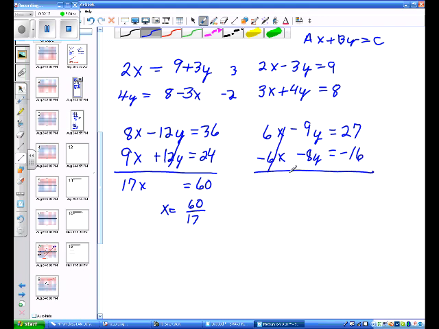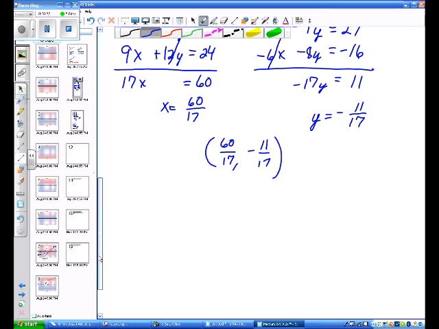Now my x's drop out. I have -17y equals 11. Dividing both sides by -17, I get -11/17. So my solution, this would be a system that's consistent and independent. It's two lines that cross at one point, and that's the point where they cross. And you can see by graphing that it would be very hard to read that number. So that's why we will use this method probably the most often.